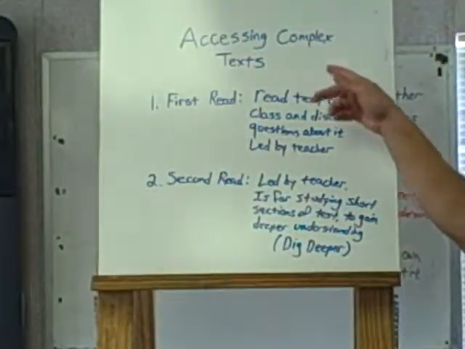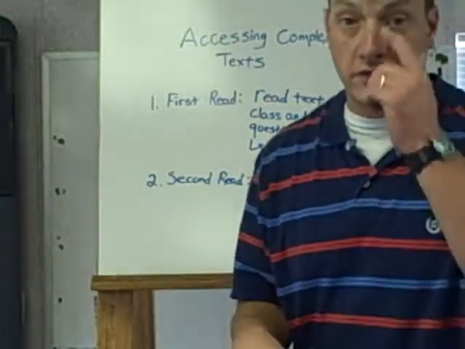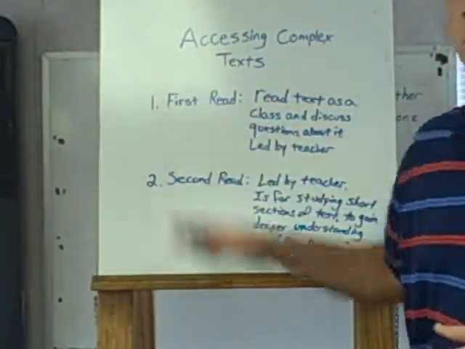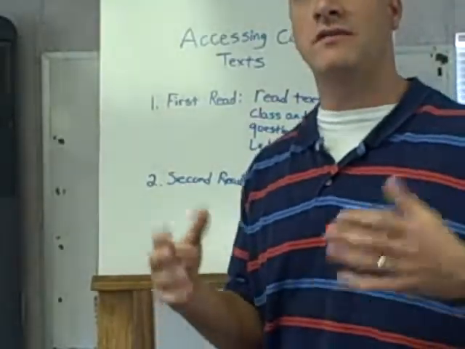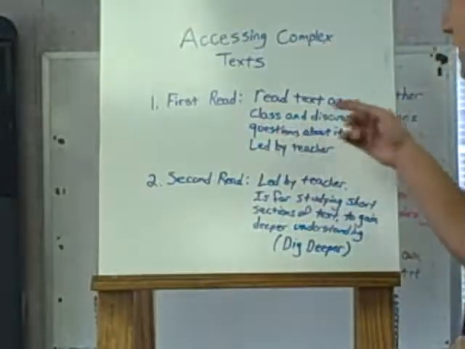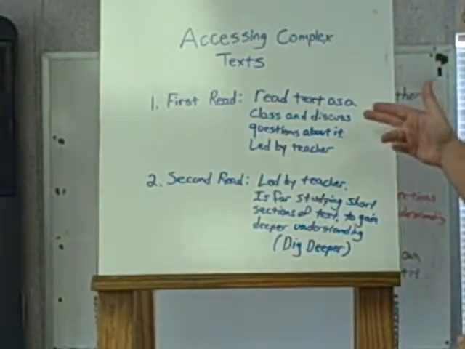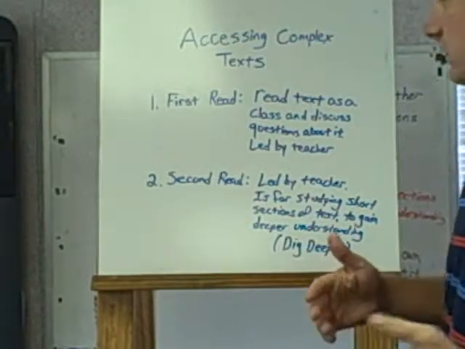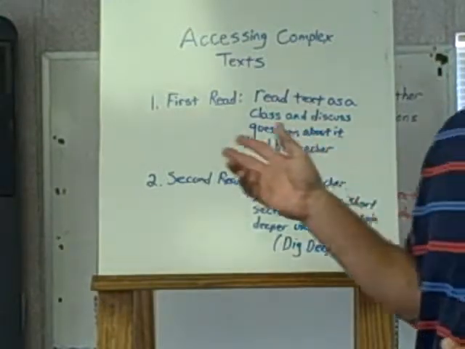Okay. First of all, assessing complex text. We talked about this today in class. There are three things that we're going to be doing. First of all, on Mondays, when we get our anchor text in front of us, I will have you do a first read. Now, a first read is when we read the text together as a class, and we discuss certain questions that go with the text, with the story. And I'm going to ask you questions about it, and it's going to be led by the teacher.